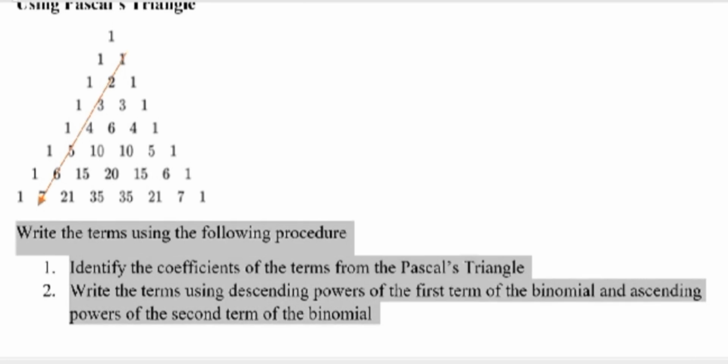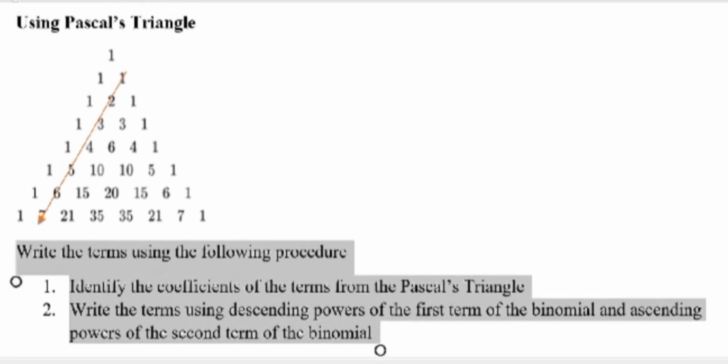Now, back to our business. How do we expand a binomial using Pascal's triangle? The first step is to identify the coefficients of the terms from the Pascal's triangle, as I've shown you. After that, you write the terms using descending powers of the first term of the binomial and ascending powers of the second term of the binomial.